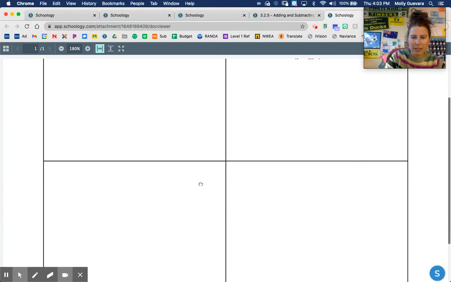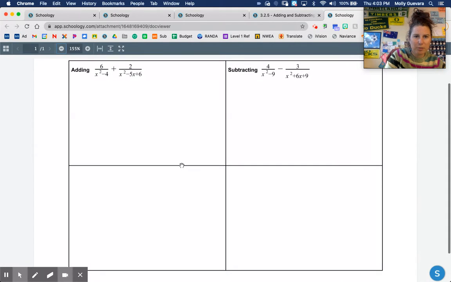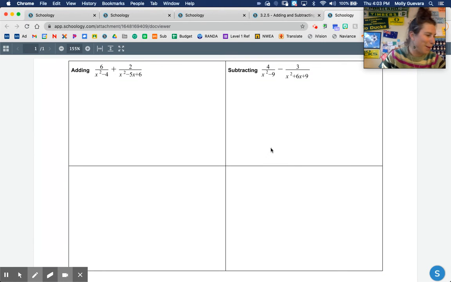Let's see. Might have to zoom out just a little bit. There we go. Let's try this. Let's see if I can write small enough to make this happen. Okay, so our first step, which was the same with multiplying, dividing, is to factor everything. Okay, so factor everything.